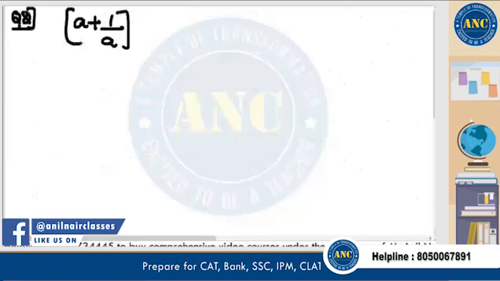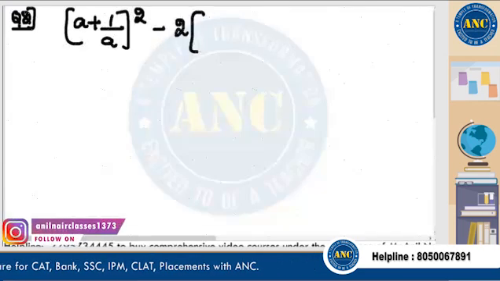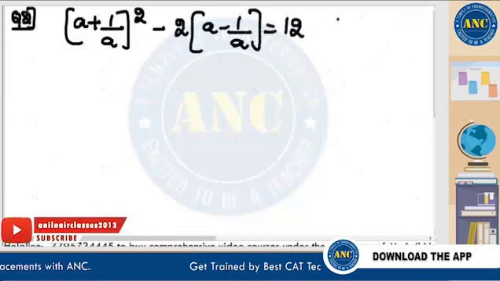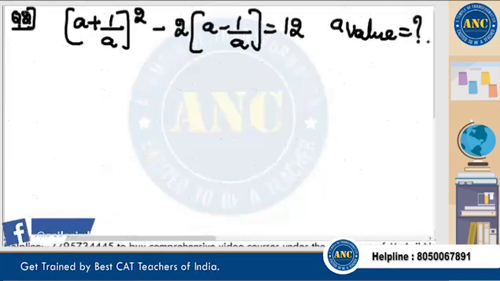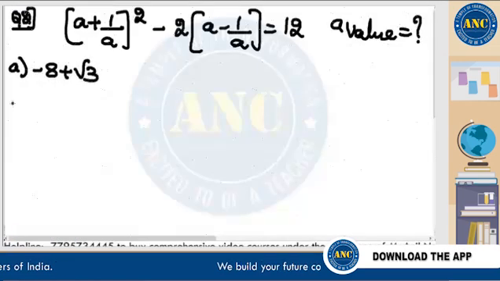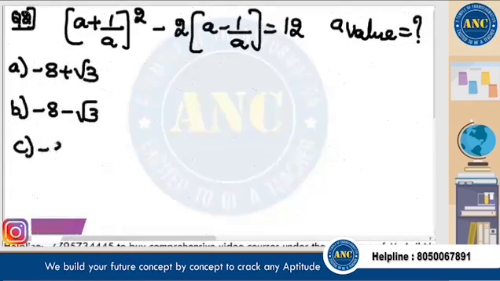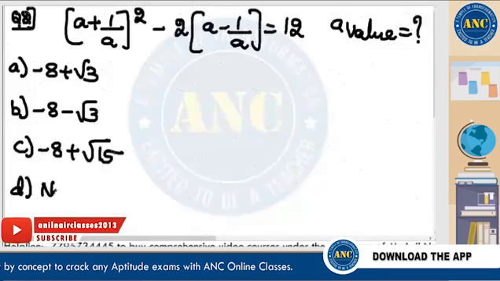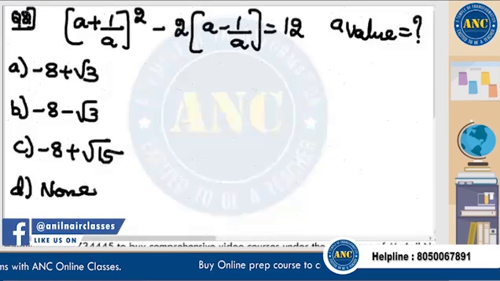(a plus 1 by a) whole square minus 2 into (a minus 1 by a) equals 12. Find the value of a. Options: minus 8 plus root 3, minus 8 minus root 3, minus 8 plus root 15, and none of these.